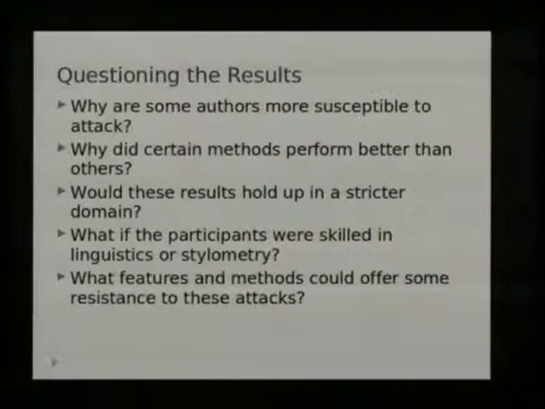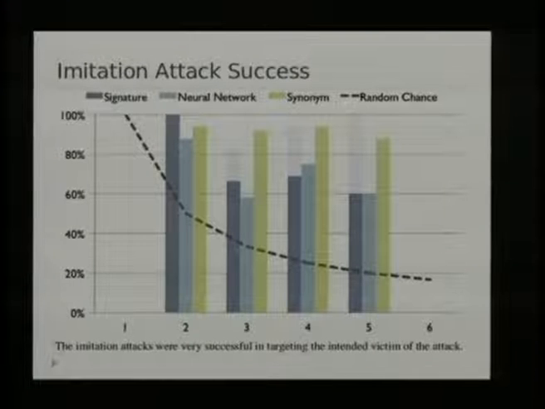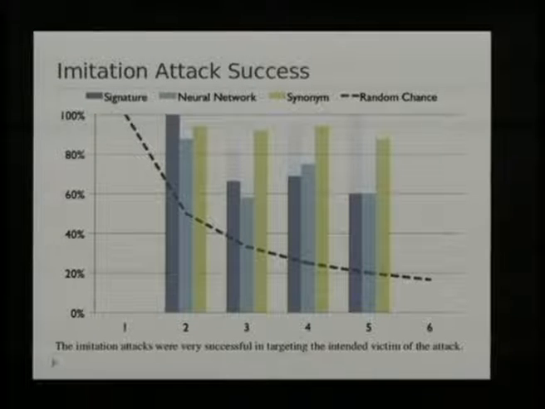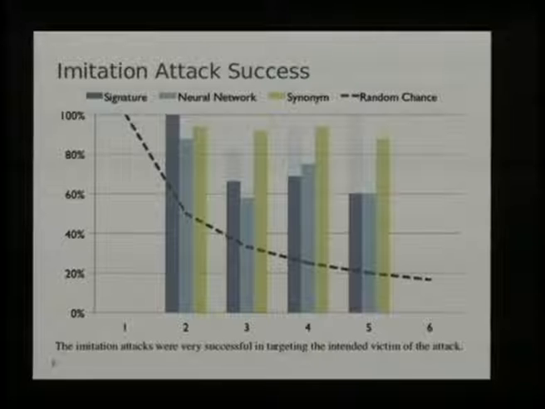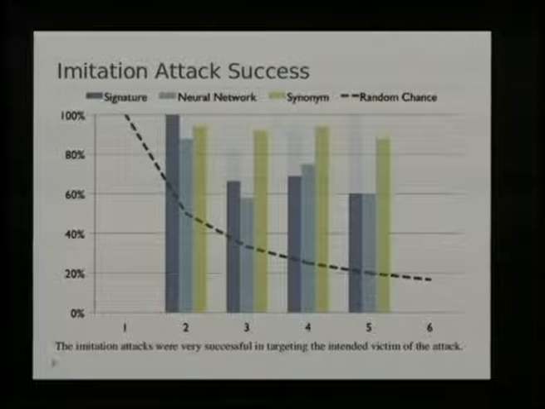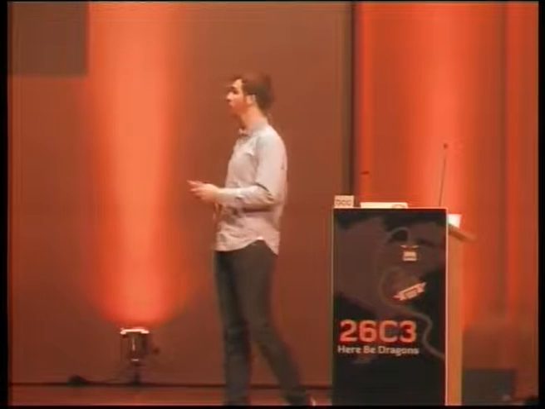Why did some methods perform better than others? You'll see here that it was much easier to imitate Cormac McCarthy if you're using the synonym-based method. Now, I want to stress that the point of this experiment was not just to compare different methods of stylometry, but it is useful to look at how different methods perform under different attacks. So it would make sense in some ways that the synonym method was easier to fool, because Cormac McCarthy tended to pick very distinct words, distinct vocabulary words. And if you just picked a bunch of those words, it'd be easier to trick that system into thinking you are, in fact, Cormac McCarthy.